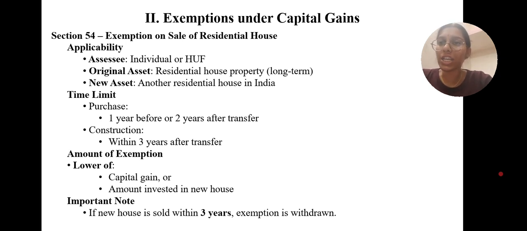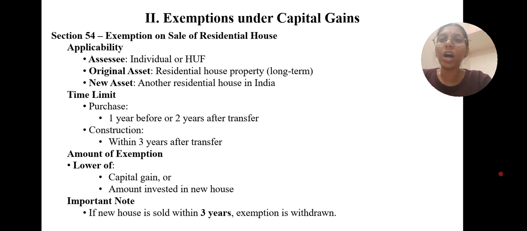First one, under section 54. Under section 54, the exemption is on sale of a residential house. When an individual sells a residential house, he gets exemption up to a limit under this section. The conditions are: first, this exemption is only available for an individual or a Hindu undivided family. Next, he should buy another house within 2 years or construct one within 3 years with the amount he got.